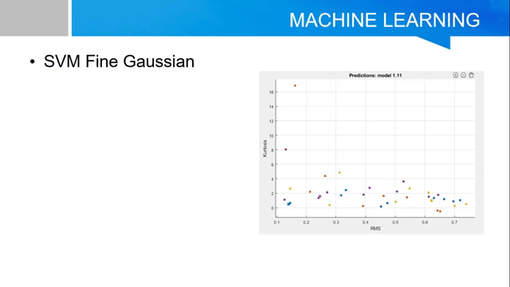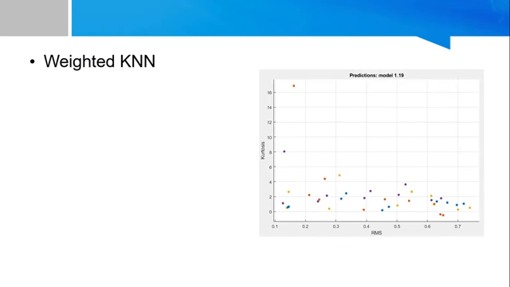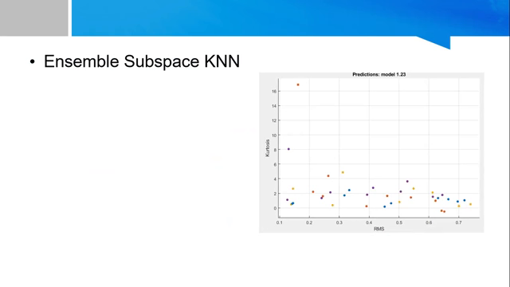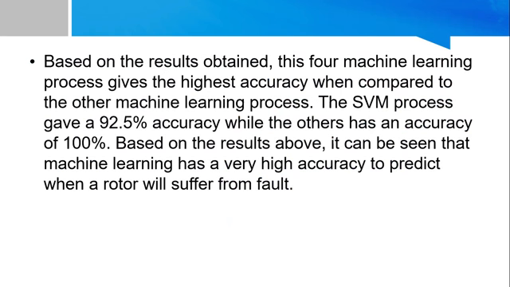And then we'll talk about the machine learning. Based on the result obtained from MATLAB, there are four types of machine learning that have the highest degree of accuracy for vibration analysis, which are the SVM fine Gaussian, the fine KNN, weighted KNN, and the ensemble subspace KNN. Based on the result obtained, these four machine learning processes give higher accuracy when compared to other types. The SVM process gave a 92.5% accuracy, while the other three have an accuracy of 100%. This means that this form of machine learning has the highest degree of accuracy for future fault detection.